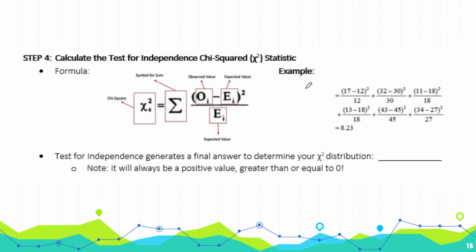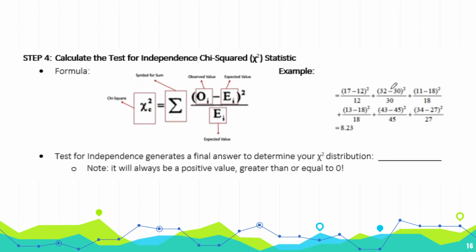Step 4 involves calculating the actual test for independence chi-squared statistic. Again, here's your formula. You're going to add up all of these fractions. For each cell, you will take your observed value, subtract your expected value, square that difference, and then divide it by your expected value. So this is what it looks like. Remember on the previous slide we had 6 different cells with data? We go one by one across each row to create these fractions. In the first cell, the observed value was 17, the expected value was 12, so we take that difference, then we square it, and we divide it by the expected frequency.